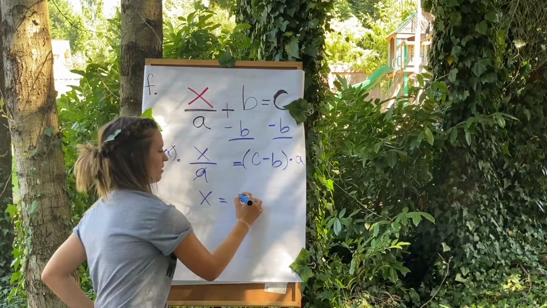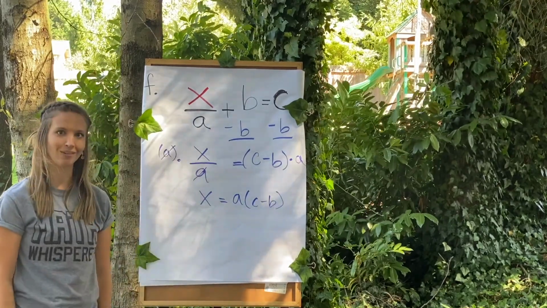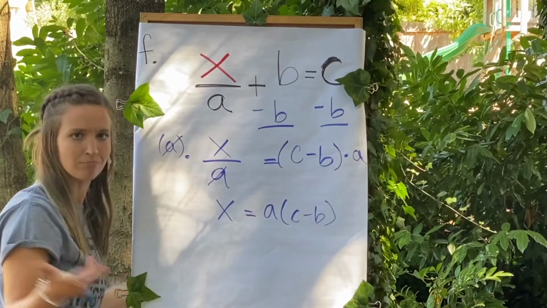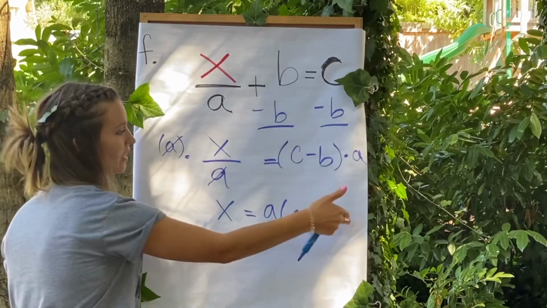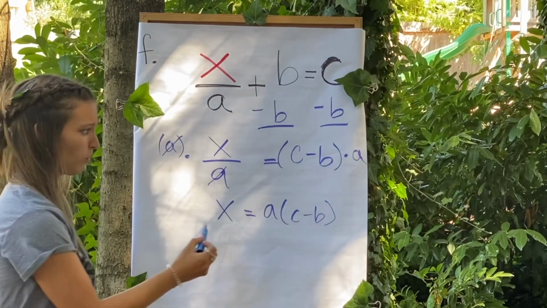It's more proper to write that a in front: a times c minus b equals x. And remember, what property allows me to move that a in front? Commutative property of multiplication. I can just pop it right in front. I could distribute it through, but again, why would I do more work than I have to?